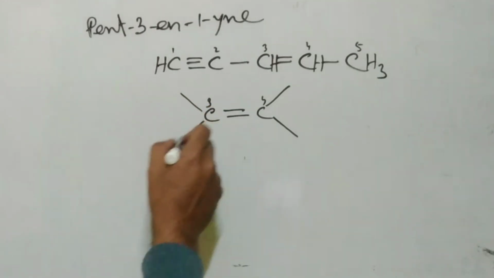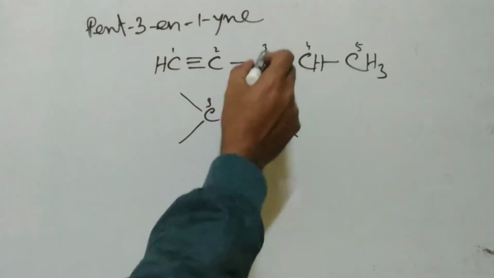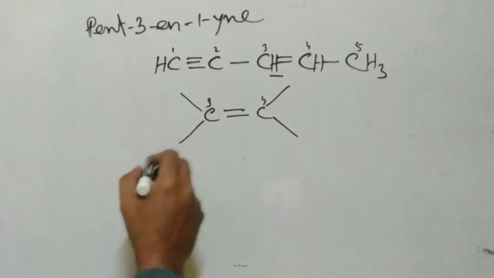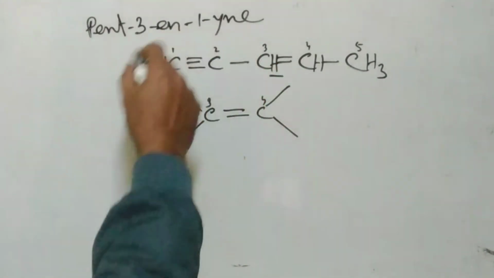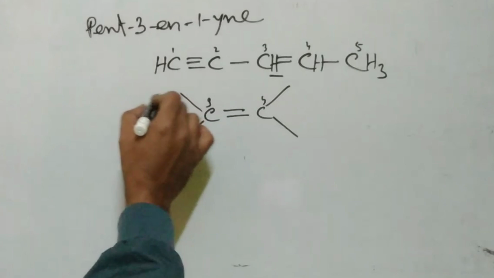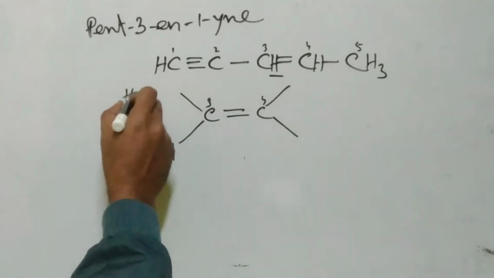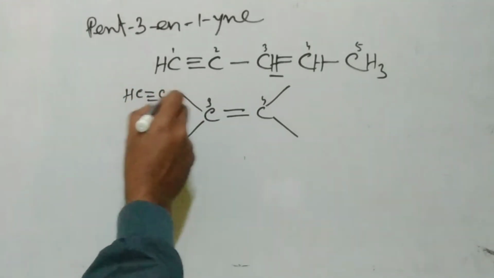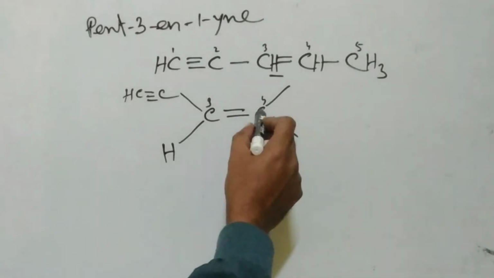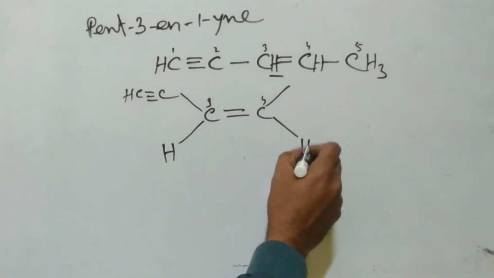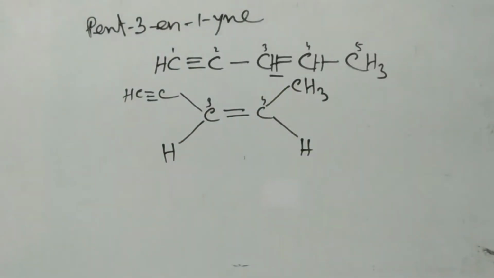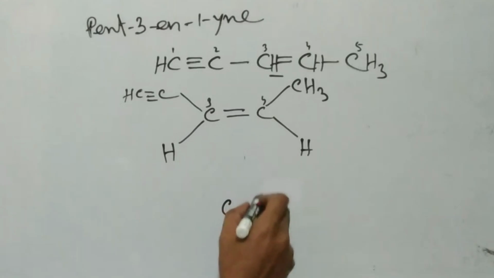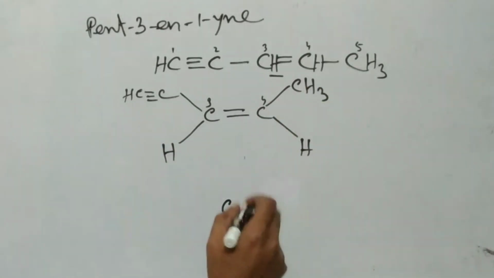Okay, now the groups present in carbon number 3 and 4. Carbon number 3, a hydrogen is present. We have written this hydrogen like this, and the other group is that ethynyl group, HC triple bond C. Okay, and here in number 4 again a hydrogen is present, and other is CH3. So the molecule can be represented by this, and you can also write this where two hydrogen are in opposite sides of the double bond.